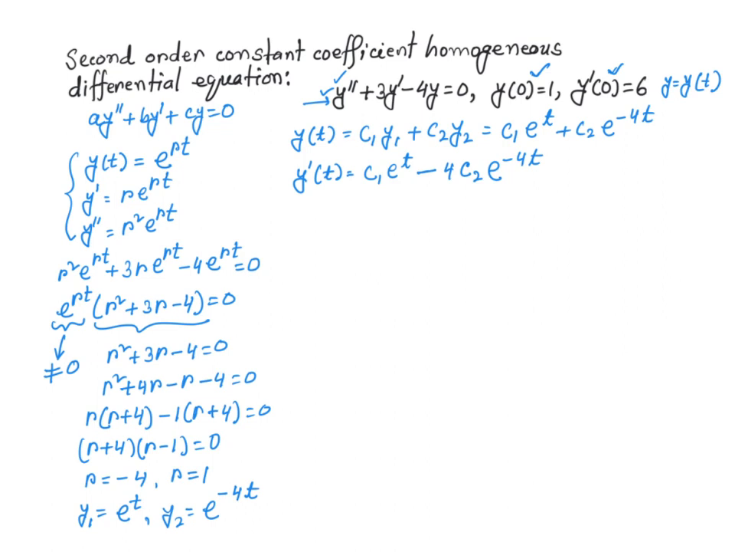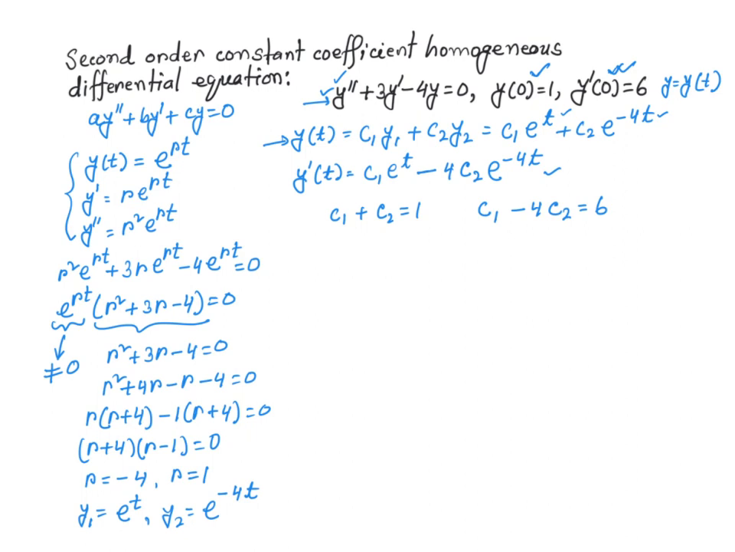Now I could apply the initial conditions. So if I apply the first condition, y of 0 is equal to 1, I'm going to get c1 plus c2 is equal to 1, because e to the power 0 is equal to 1. And similarly, from the second equation, y prime of 0 is equal to 6. So that is going to be c1 minus 4 c2, and that is going to be equal to 6.